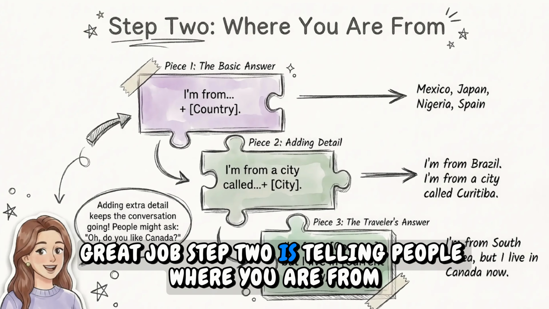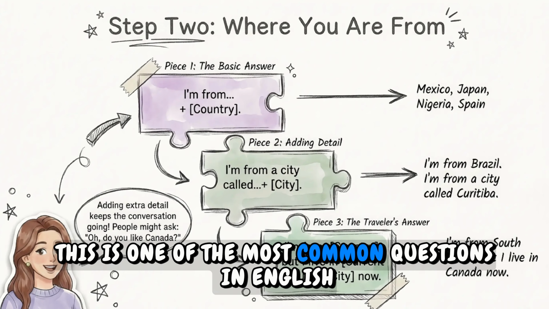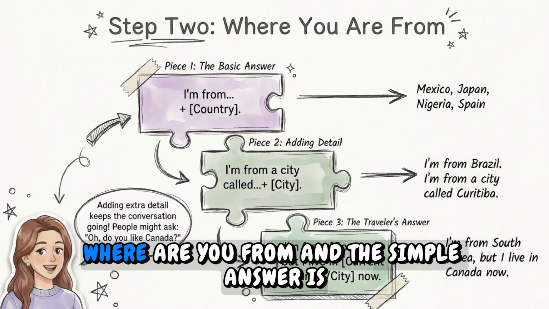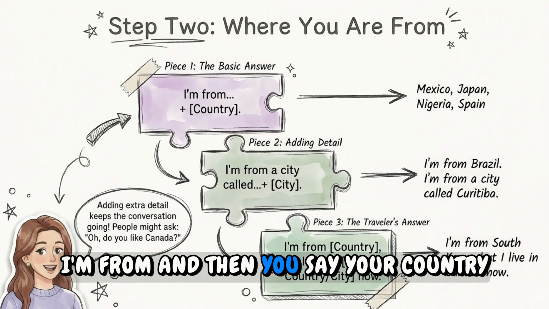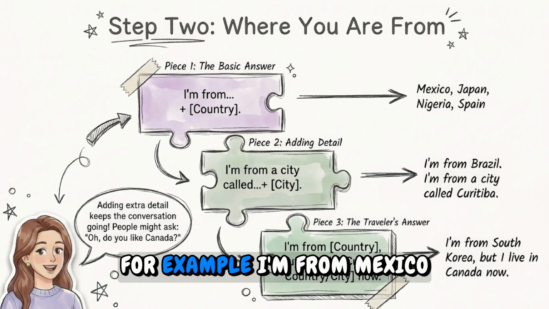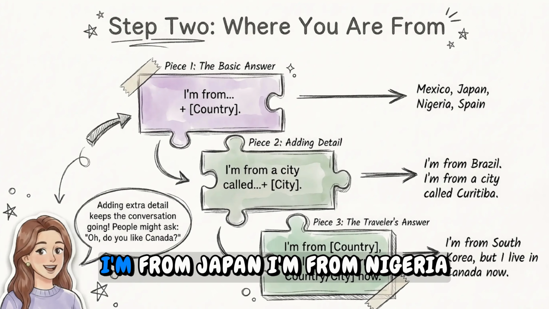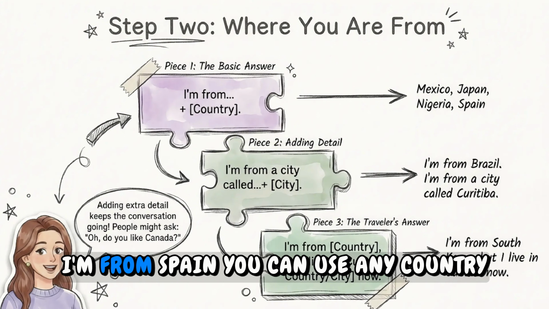Step 2 is telling people where you are from. This is one of the most common questions in English. Where are you from? And the simple answer is, I'm from, and then you say your country. For example, I'm from Mexico. I'm from Japan. I'm from Nigeria. I'm from Spain. You can use any country.